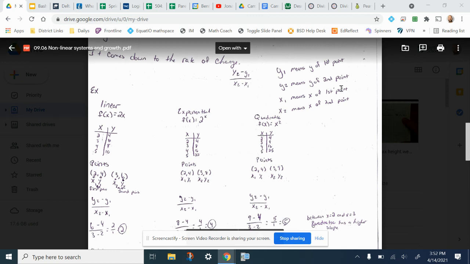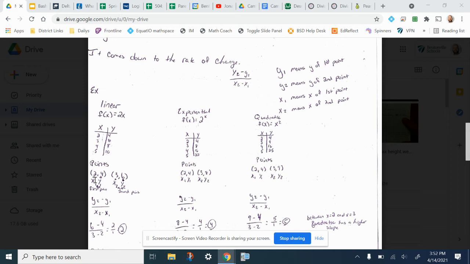So if you look in the tables here, linear, exponential, and quadratic, you've got different ordered pairs, right? 2 is paired with 4 in this linear function, okay? And really all three of them. But then notice the 5 is paired with 10 in the linear function. The exponential function, 5 is paired with 32. And the quadratic, 5 is paired with 25, okay? So x1, x2, y2, y1, those are parts of ordered pairs, okay? So make sure you compare two specific points to one another, okay?